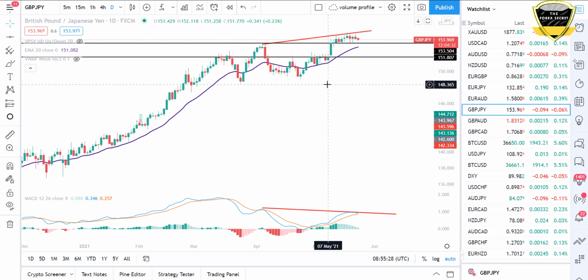So there is a possibility of getting about 130 pips for the week. A stable daily close below 153.50 would be significant to consider the upcoming pressure as bearish.